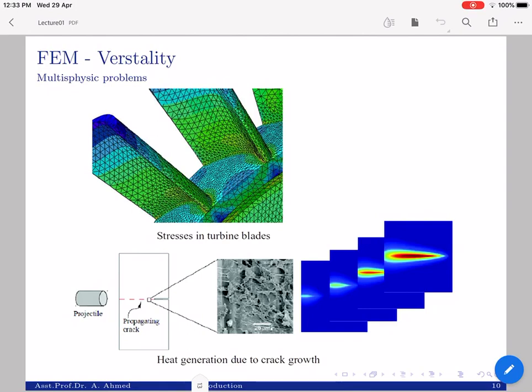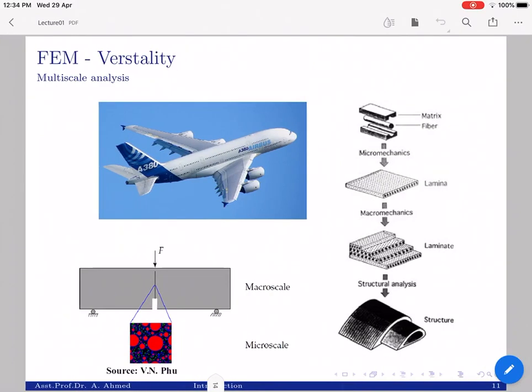Similarly, if a damage occurs in the body, there may be friction between the crack faces or the voids that may also generate or dissipate energy due to that friction between the contact surfaces of the cracks. So again, you have applied only a mechanical load on the body, but due to the damage growth, some heat has also been generated. So it's a multiphysics problem. So you may use finite element method for analysis of multiphysics problems as well.